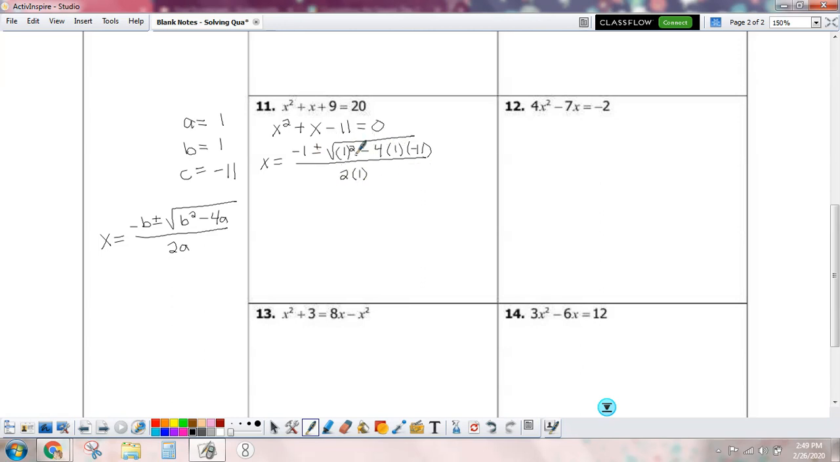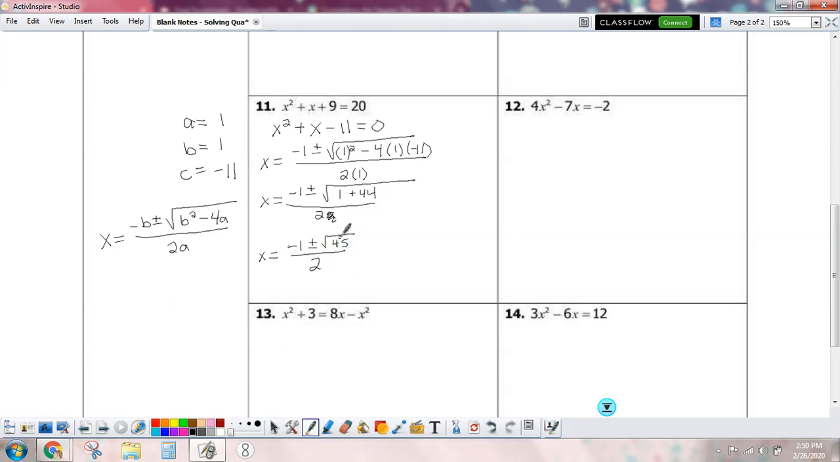Okay, so then I'm going to go ahead and solve this, and I have my 1 squared, which I know is 1, and then negative 4 times 1 times negative 11. So negative 4 times 1 times negative 11 is a positive 44, all divided by 2a. Okay, so I've got 45 under here. Oh, sorry, 2a, it's 2 times 1 is 2. So then I have negative 1 plus or minus the square root of 45 divided by 2.